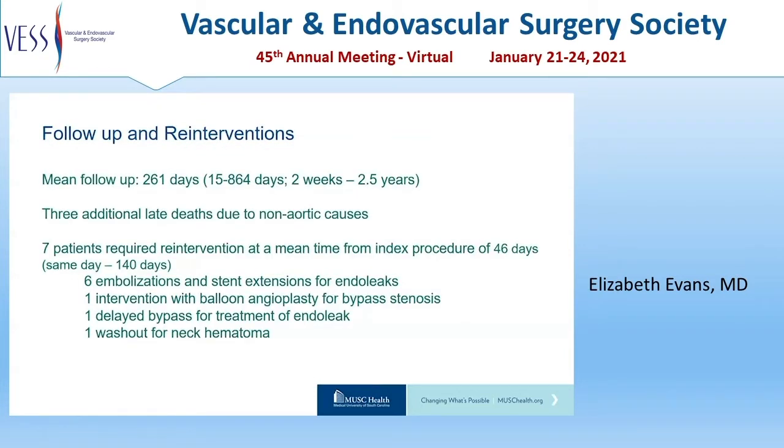Over a mean follow-up of 261 days, ranging from 2 weeks to 2.5 years, there were 3 additional late deaths due to non-aortic causes. 7 of these patients have required reintervention at a mean time from index procedure of 46 days, ranging from same day to 140 days. These reinterventions included 6 cases of embolization or stent extension for endoleaks, 1 intervention with balloon angioplasty for bypass stenosis, a delayed bypass for treatment of endoleak, and a washout for neck hematoma.